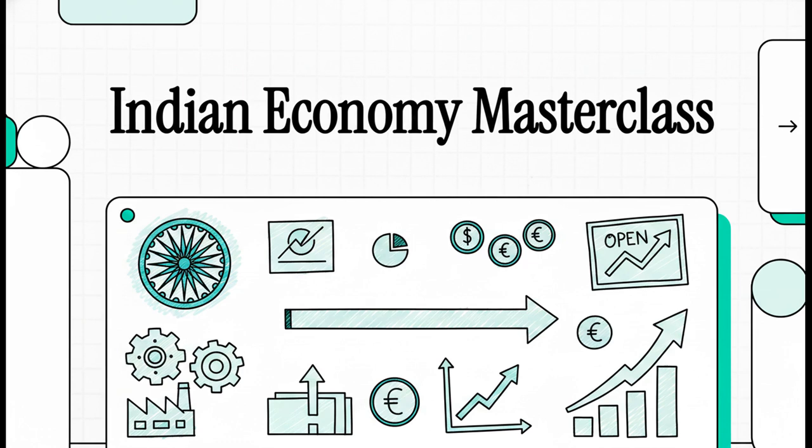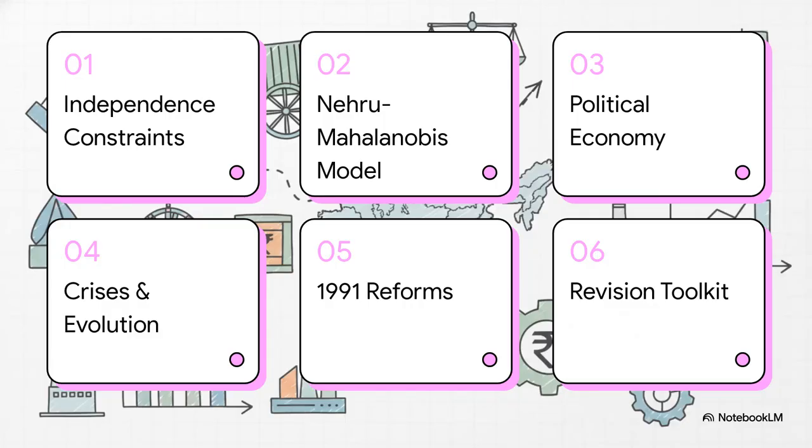We've got a lot of ground to cover, and we're going to make this complex history incredibly easy to recall when you're sitting in the exam hall. So here is our roadmap for today. We'll tackle constraints at independence, the Nehru-Mahalanobis strategy, political economy and friction, crises and policy evolution, the 1991 reforms, and we'll wrap up with a rapid exam revision toolkit.